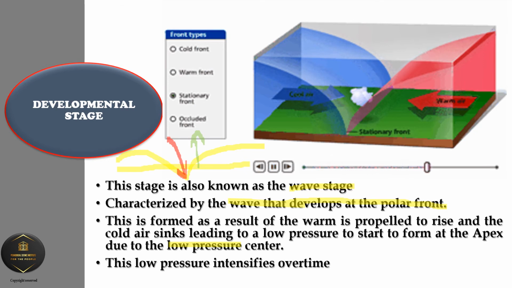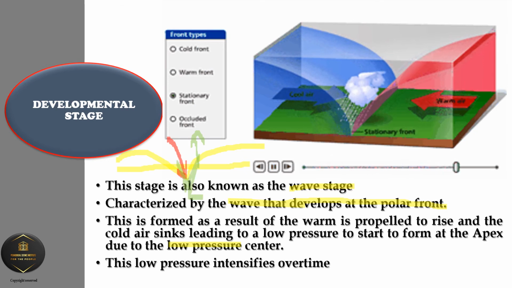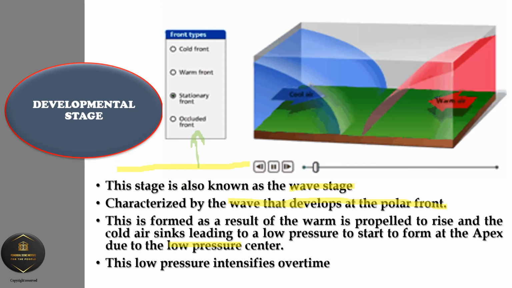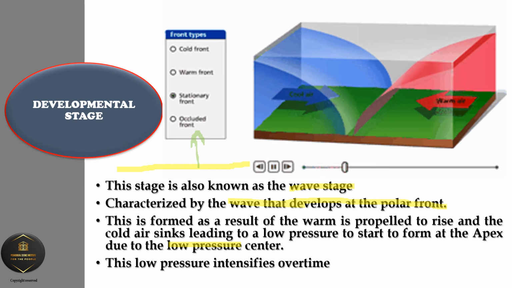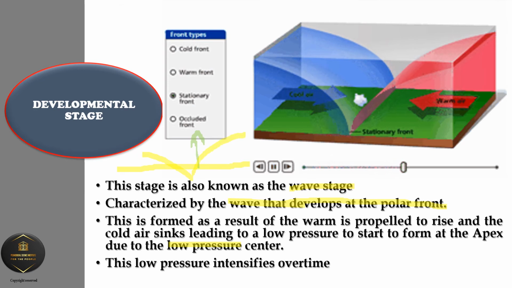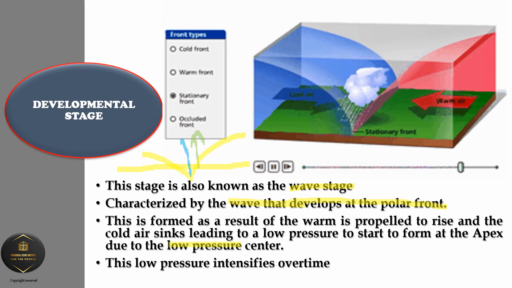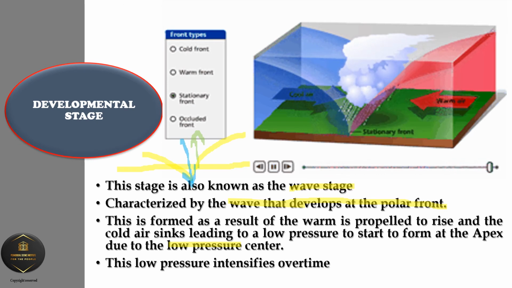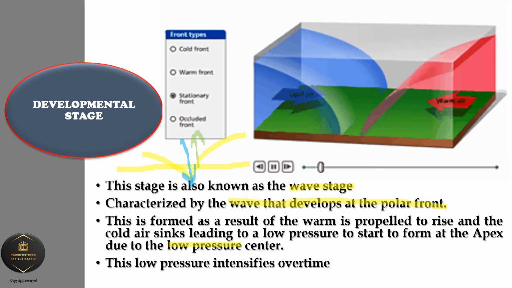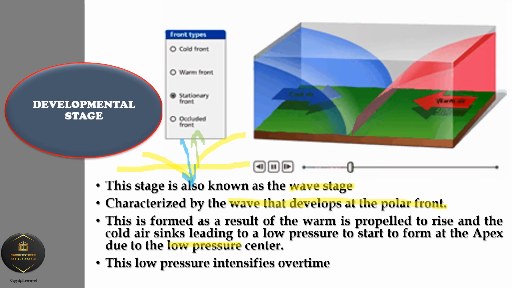So at the apex of the system, we have a low pressure developing as a result. Let me just draw the diagram properly. So if that was the polar front and this is the wave, the green represents the cold air and the blue represents the warm air. So it will sink and enter into the system. Now at the bottom of the system, what will form is a low pressure, simply because this cold air will be moving from a region of high pressure to a region of low pressure.